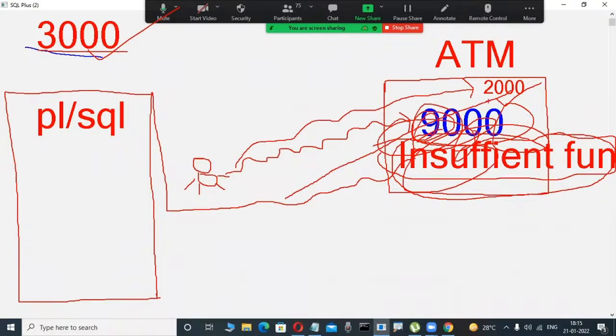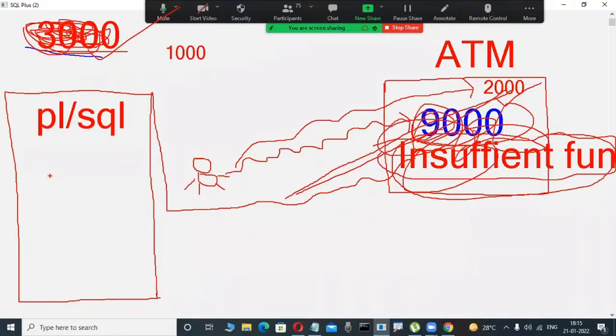Now, whenever we are withdrawing 2000, what is the available balance now? Yes, here 3000 minus 2000, that is 1000. That is what I want to affect in my database. Otherwise, if you withdraw 2000 and 3000 is still available, the total banking system would collapse, right?